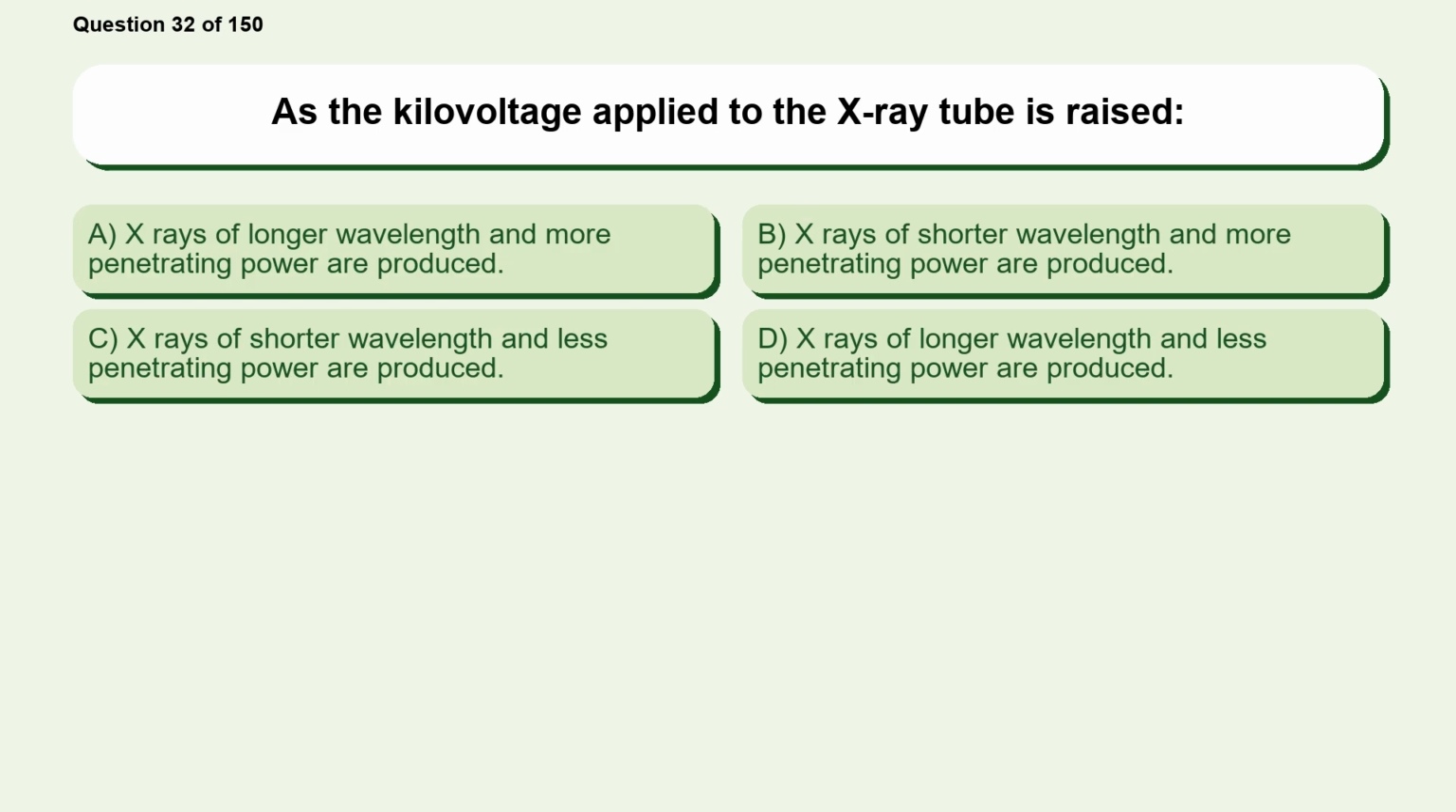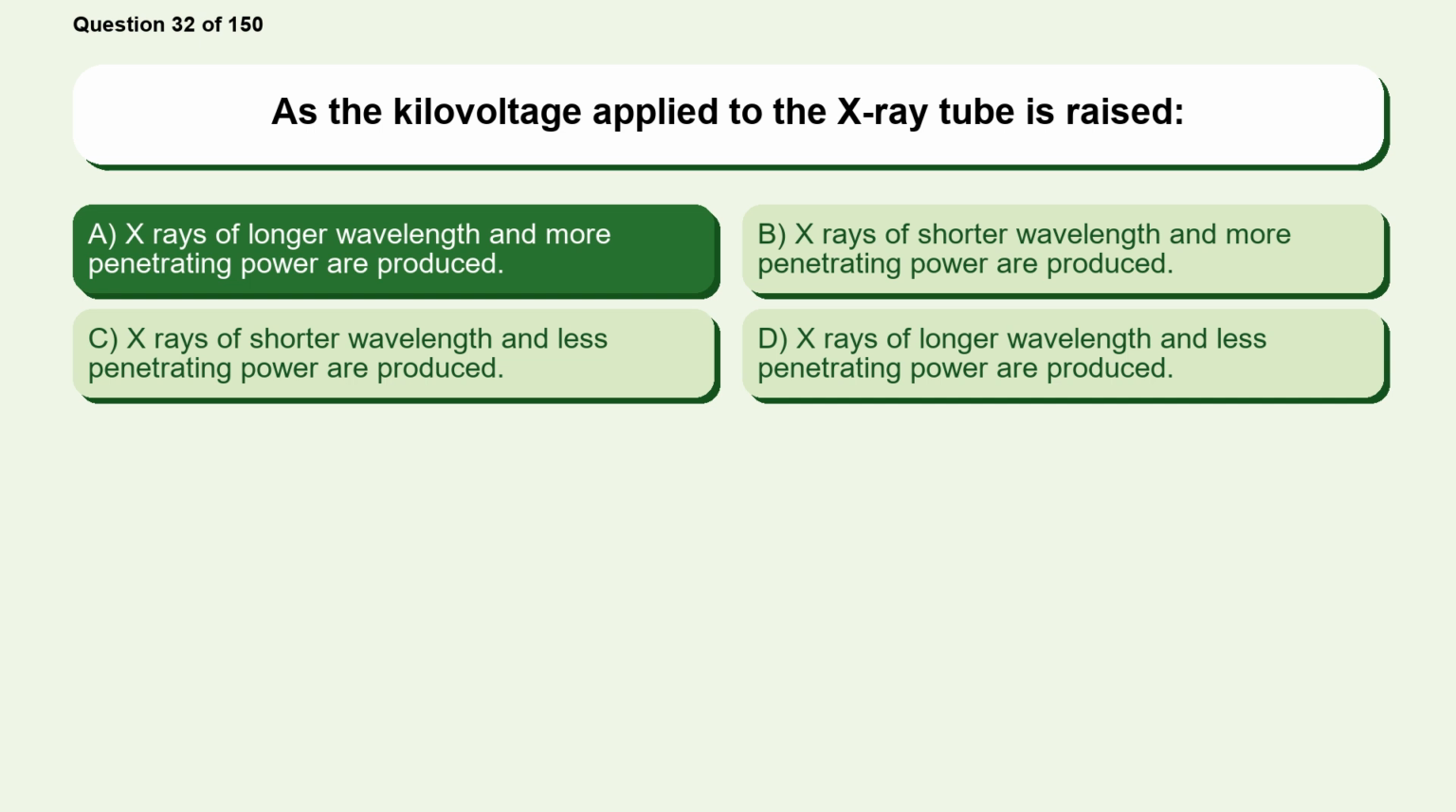Question 32. As the kilovoltage applied to the X-ray tube is raised: Option A. X-rays of longer wavelength and more penetrating power are produced. Option B. X-rays of shorter wavelength and more penetrating power are produced. Option C. X-rays of shorter wavelength and less penetrating power are produced. Option D. X-rays of longer wavelength and less penetrating power are produced. The correct answer is Option A. X-rays of longer wavelength and more penetrating power are produced.